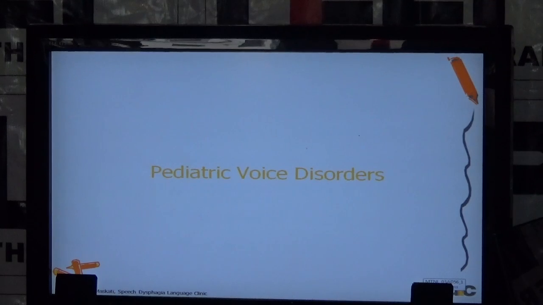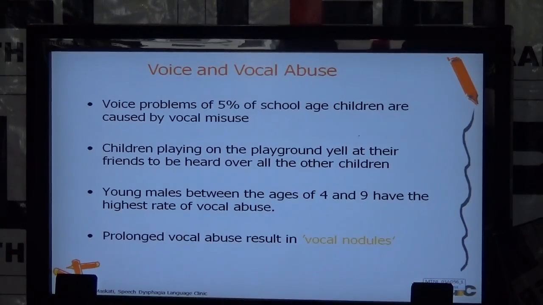Pediatric voice disorders are seen in 5% of school-age kids. It's mainly because they yell a lot when they're playing on the playground. And usually some amount of yelling is okay, but when their voice sounds consistently hoarse, or consistently gone, that's when there could be a bigger problem. Their vocal cords could be swollen, they could be red, usually seen in boys, again between 4 and 9.